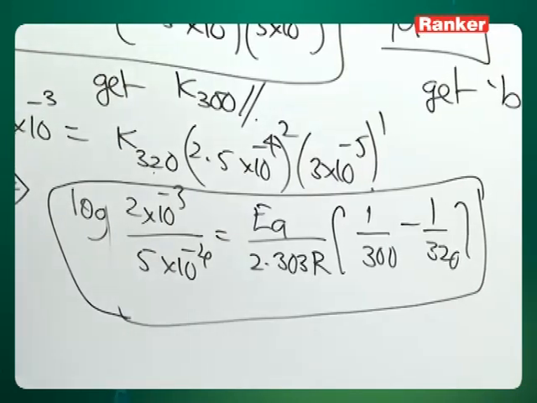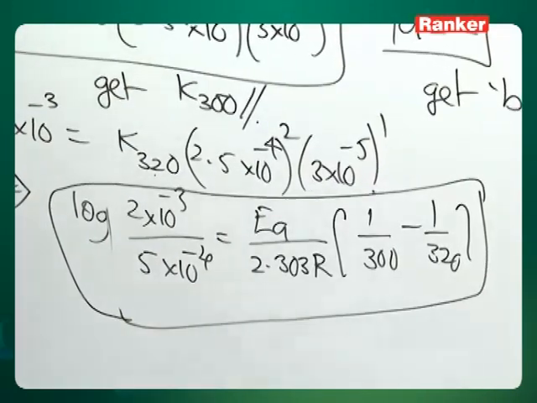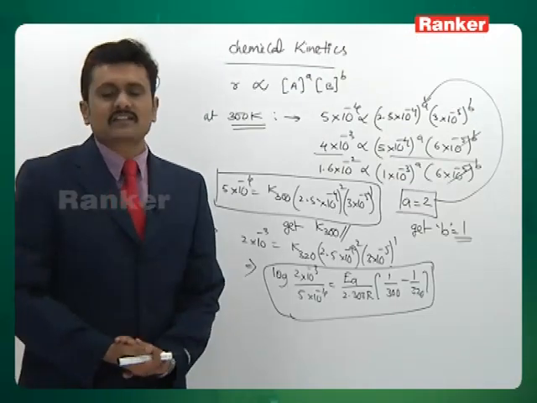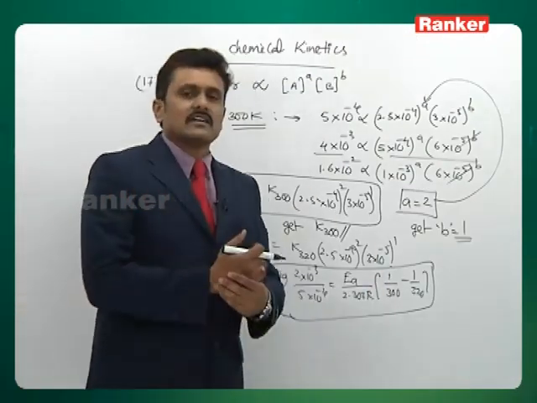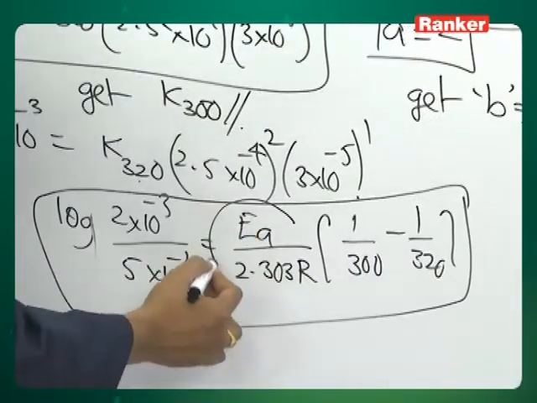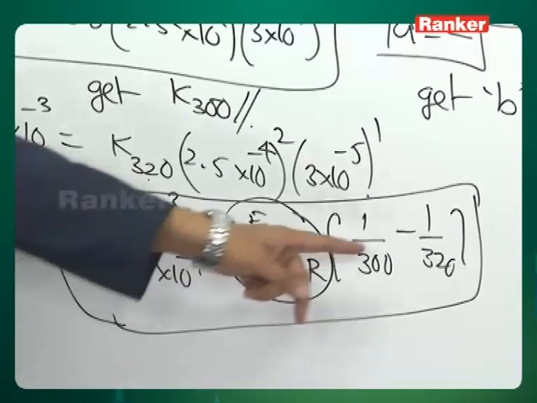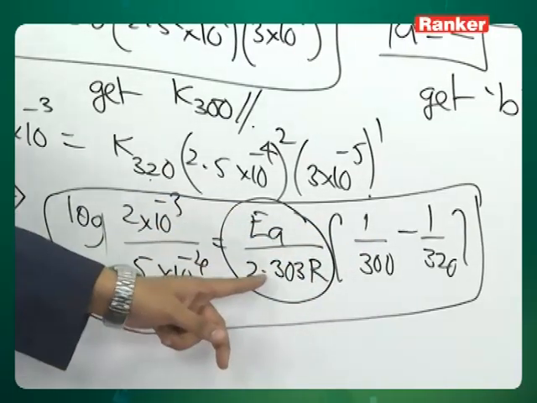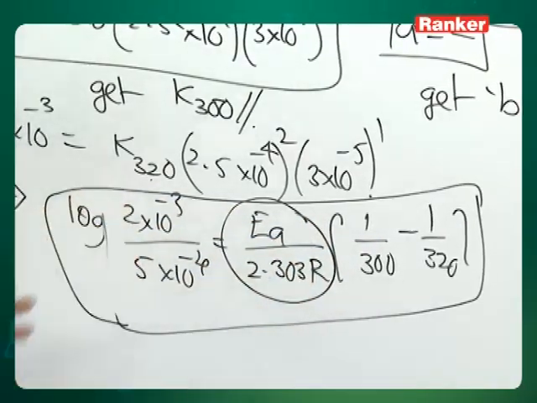Now after knowing the value of energy of activation, you have to find out the rate of the reaction at 290 Kelvin. So therefore you have to find out the rate constant at 290 Kelvin, for which I can use this data. What I mean to say, I will keep this intact to find the value of the EA upon 2.303 R by substituting the log of this.